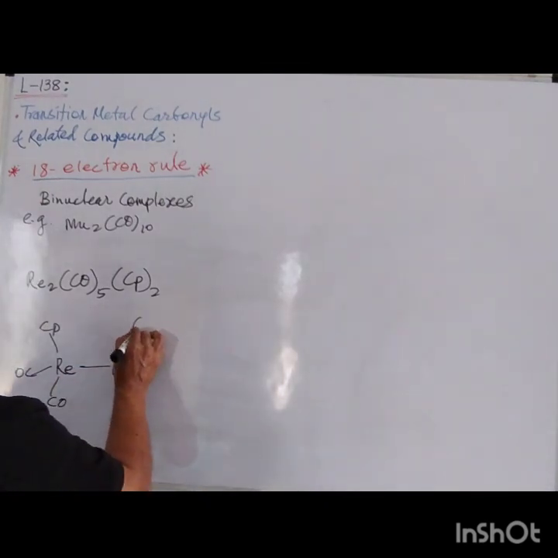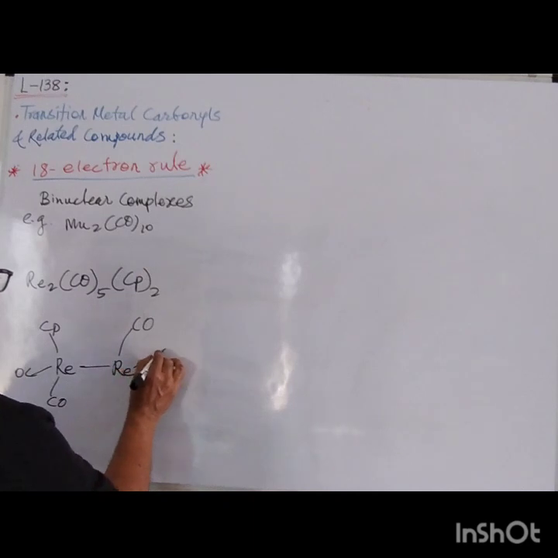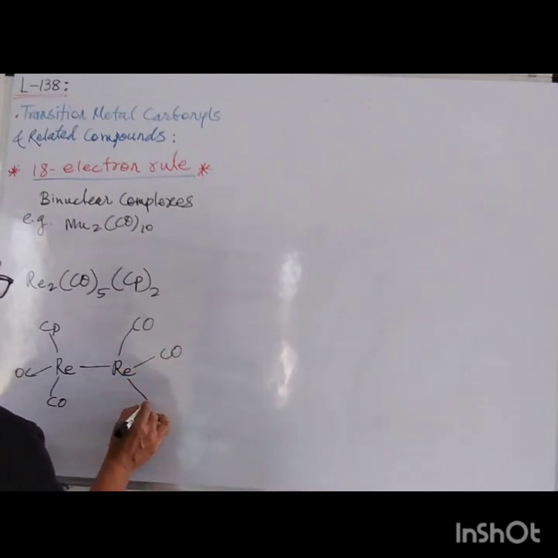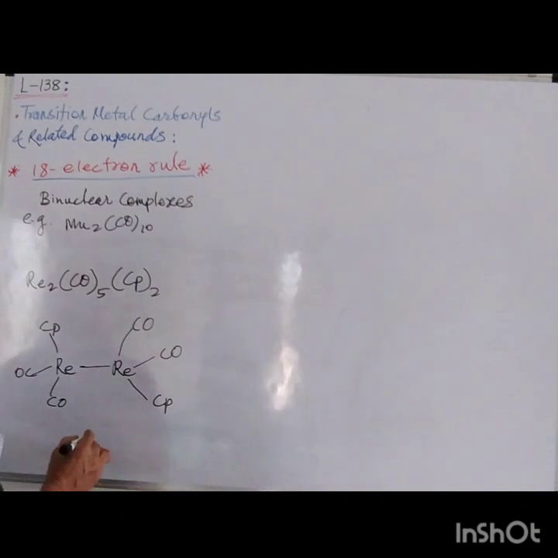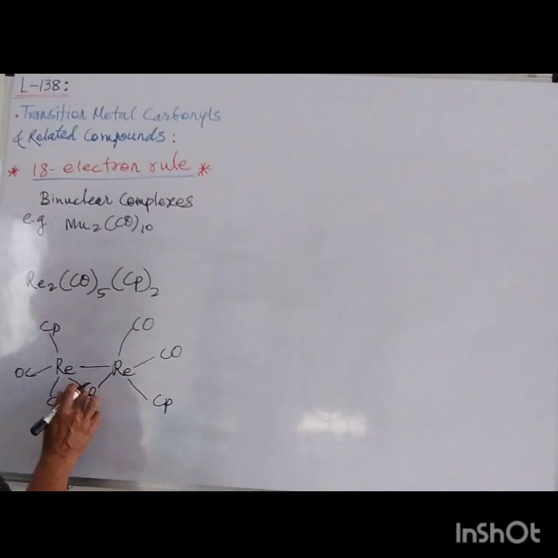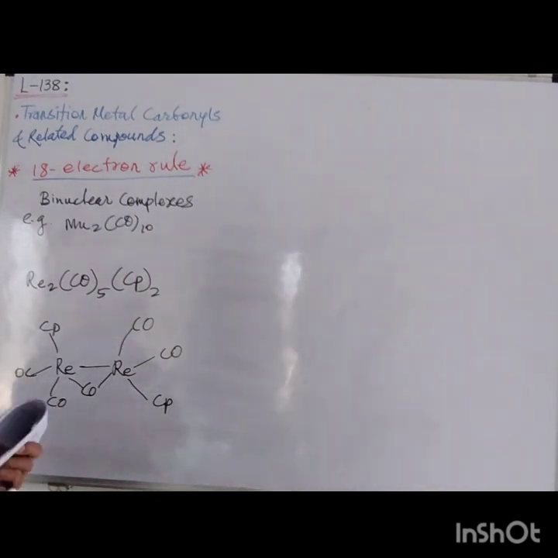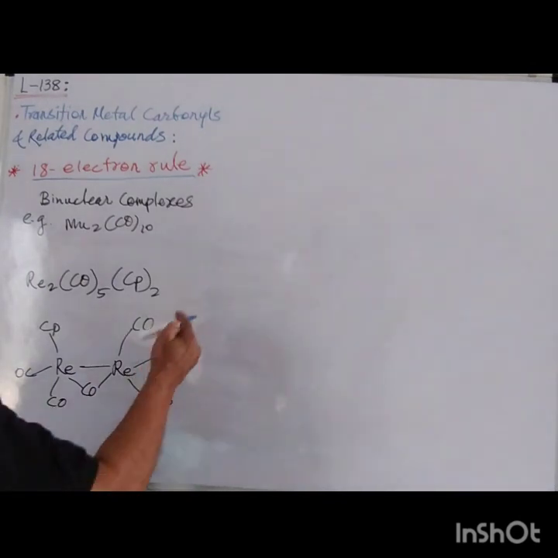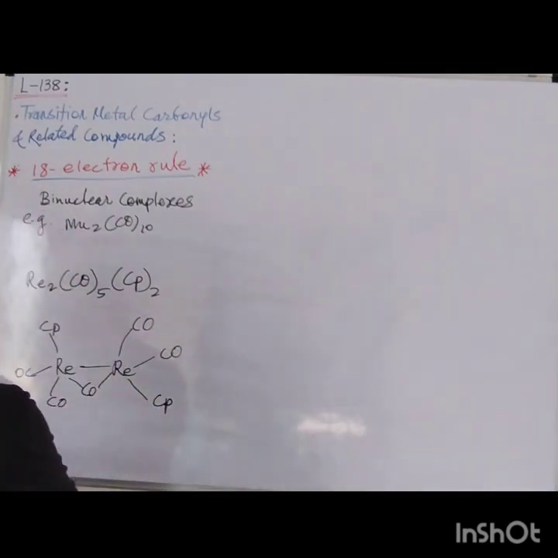This Re, we have this cyclopentadiene. So here this CO, and this cyclopentadiene. Then there is one more carbon monoxide which is shown here as a bridging group. So we can calculate the 18 electron rule, the number of electrons, like this.